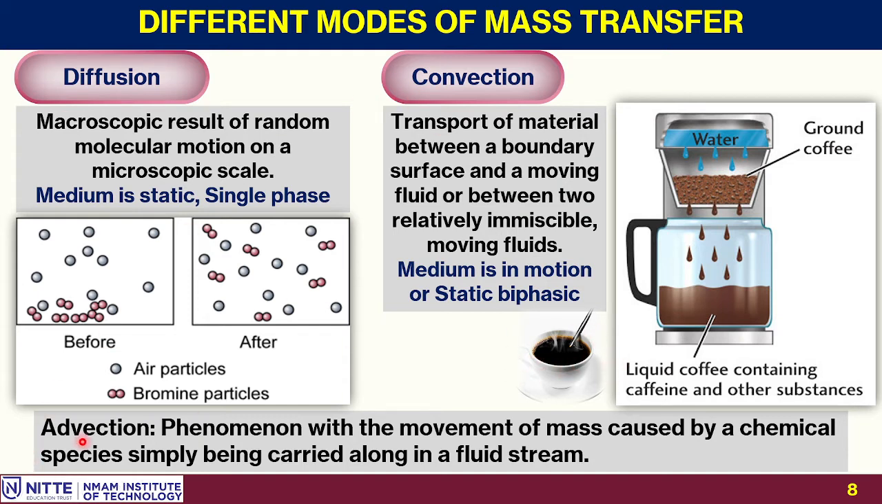At the same time, similar to the word convection, we also come across a term called advection. What is advection? It's a phenomenon with the movement of mass caused by a chemical species simply being carried along in a fluid stream. For example, a rapid stream of fluid is moving, and in that you have some molecules. It moves quickly. Actually it is not because of diffusion, it is not because of convection, it is just because the fluid is moving. Along with the fluid, the molecule of interest is also moving.